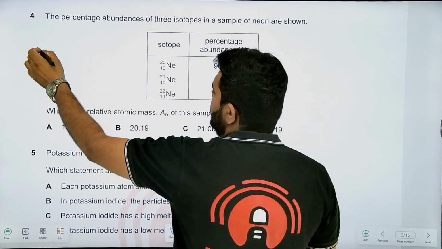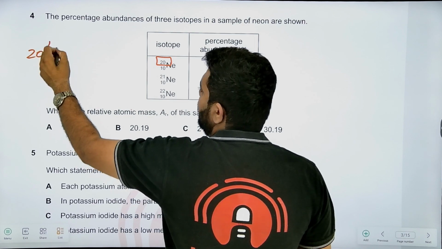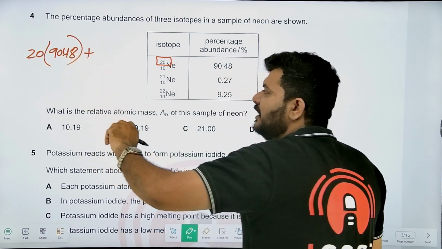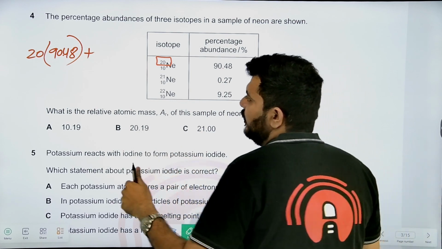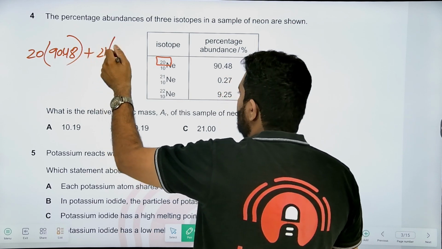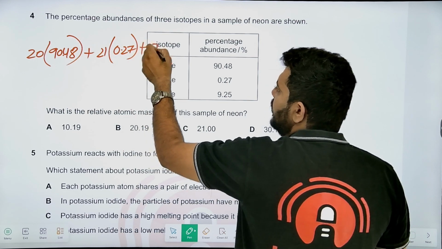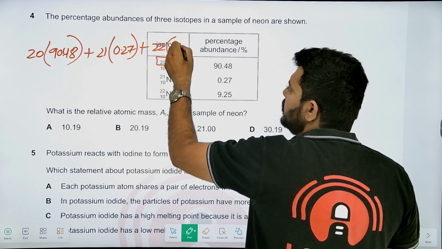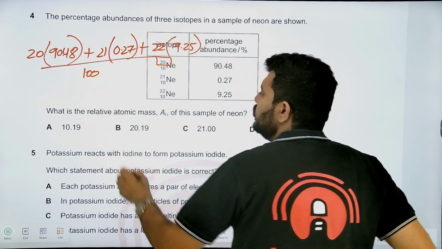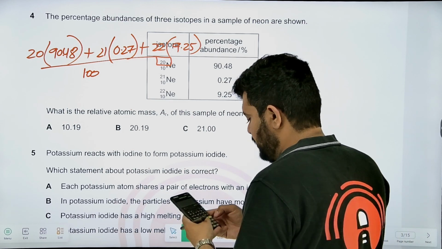So now percentage abundance of mass 20 is 90.48, right? What I'm doing, I'm finding weighted average, or simply mass multiplied by its percentage abundance, plus the next mass multiplied by its percentage abundance, and this whole thing divided by 100 because the total abundance is 100. Here I will need a calculator. Let's find out 20.